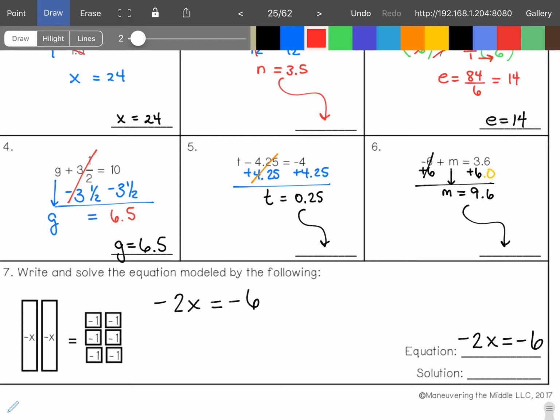So now that says negative 2x, which means negative 2 times x. So the inverse of multiplication is division. So we are going to divide by that coefficient, which is negative 2. And what we do to one side, we have to do to the other side. A negative 2 divided by a negative 2 is 1x, or just x. And a negative 6 divided by a negative 2 would be what? Positive 3. Good, so our solution is x equals 3.